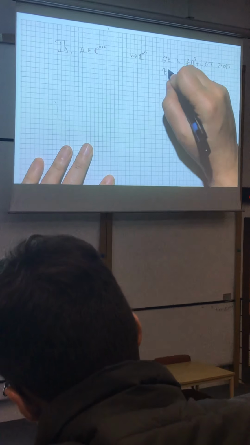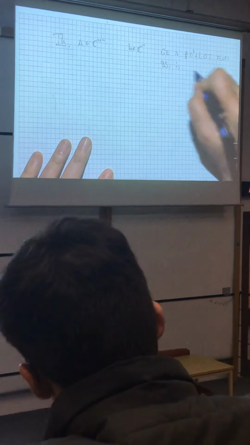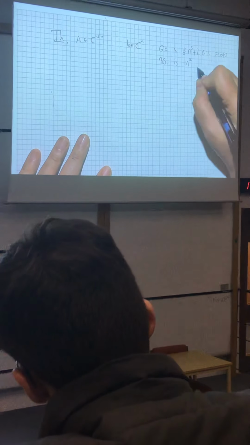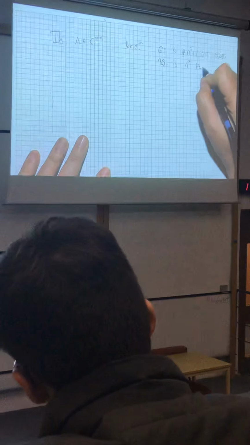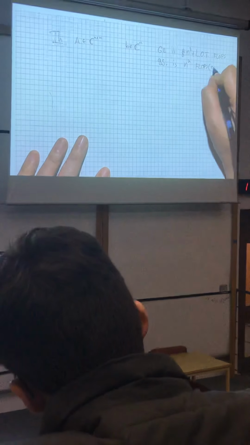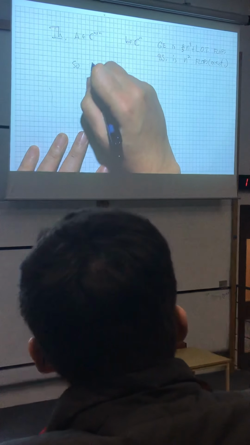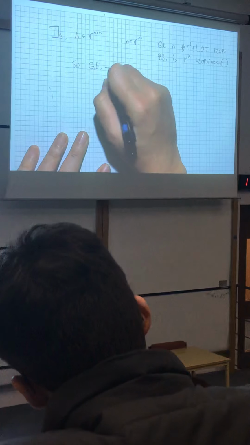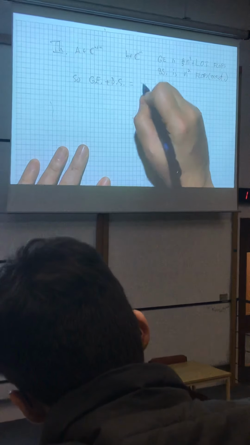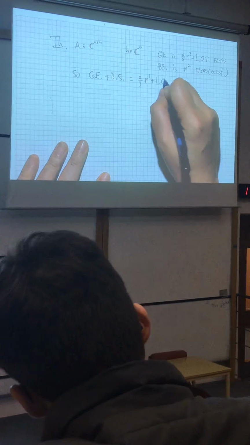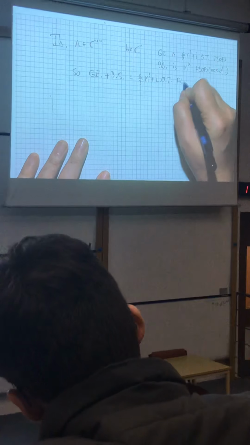And backward substitution is n squared. It's exactly n squared flops. Exact. So Gaussian elimination plus backward substitution altogether is 2/3 n cubed plus lower order terms flops.